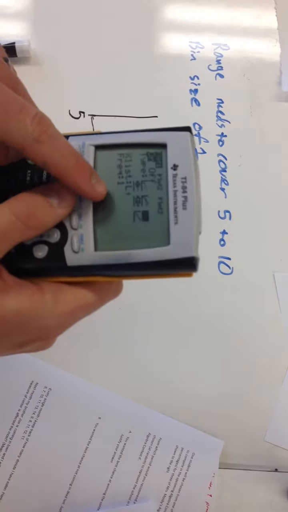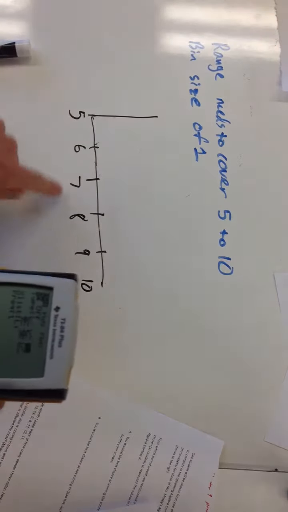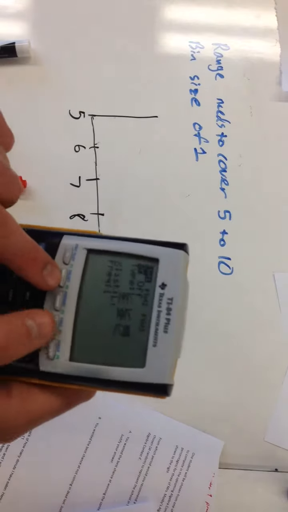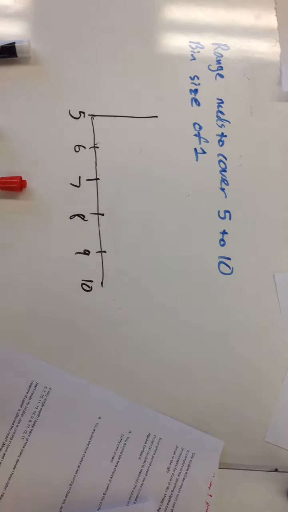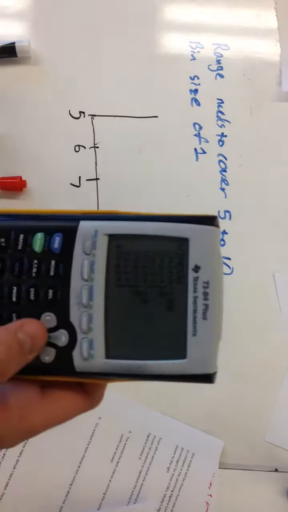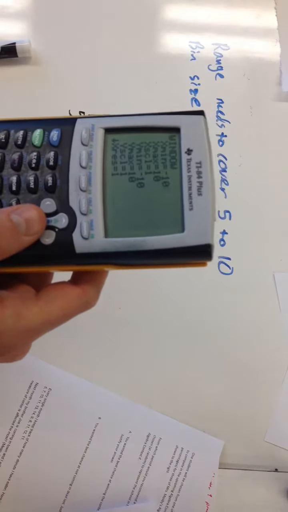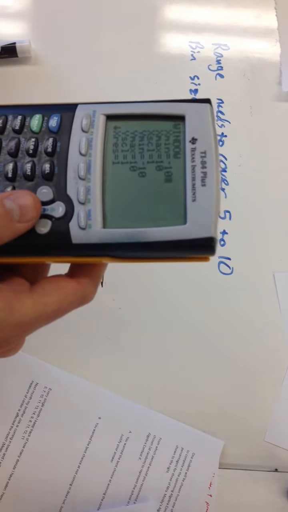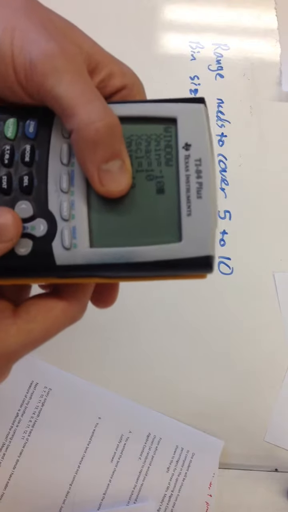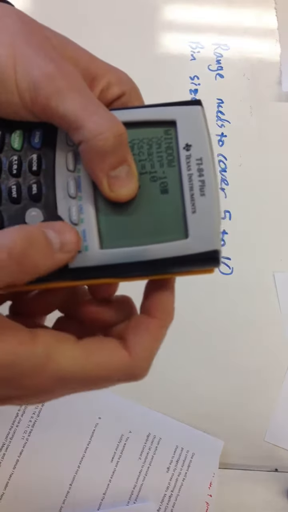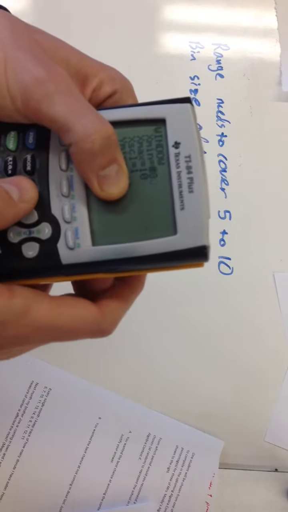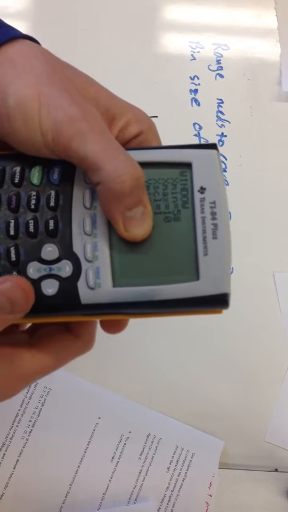If I just graph it, I don't necessarily know that my window will look right. So I want to go to my window, and the default looks like this: -10 to 10 with a scale of 1. Well, these first 3 numbers are the important ones. I wanted to go from 5 to 10, so instead of going from -10 to 10, I'm going to change this first number to 5.